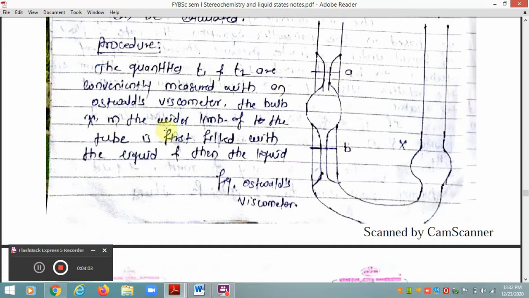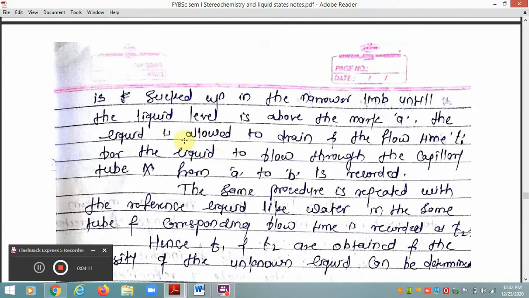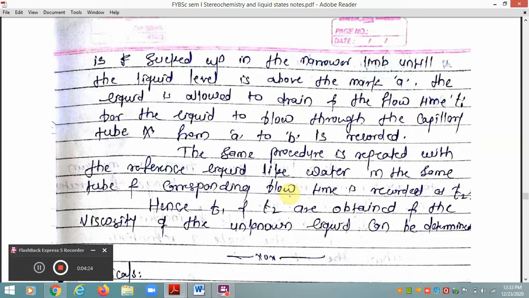The bulb in the wider limb of the tube is first filled with the liquid, and then the liquid is sucked up in the narrow limb until the liquid level is above mark A. The liquid is allowed to drain, and the flow time T1 for the liquid to flow through the capillary tube from A to B is measured. The same procedure is repeated with the reference liquid, like water, in the same tube, and the corresponding flow time is recorded as T2.